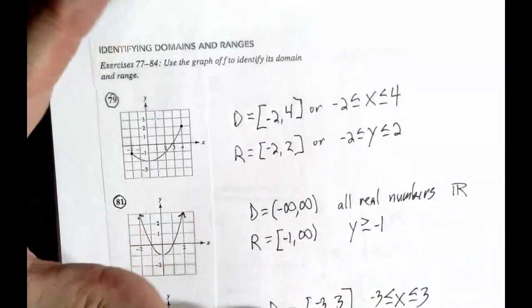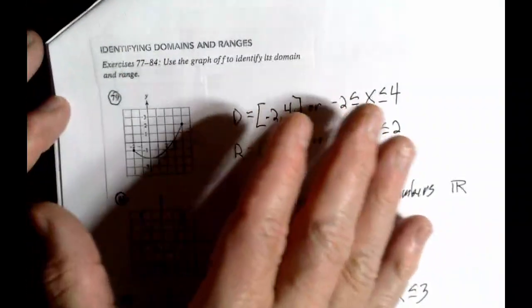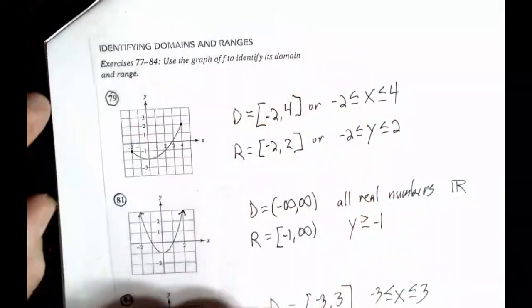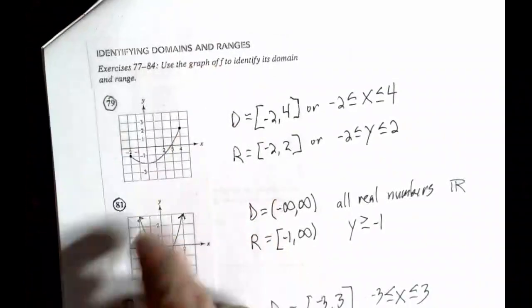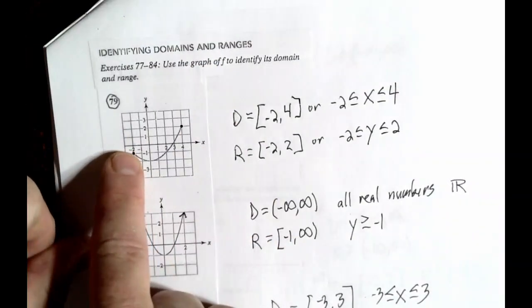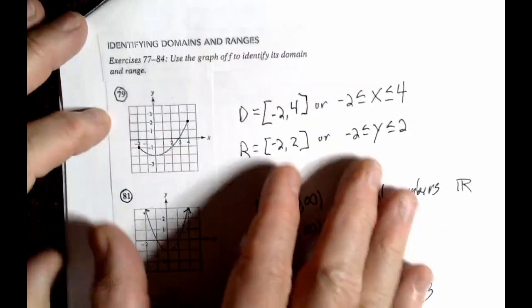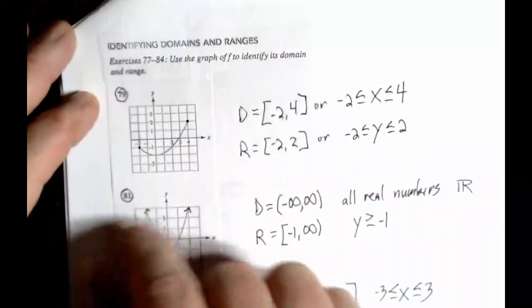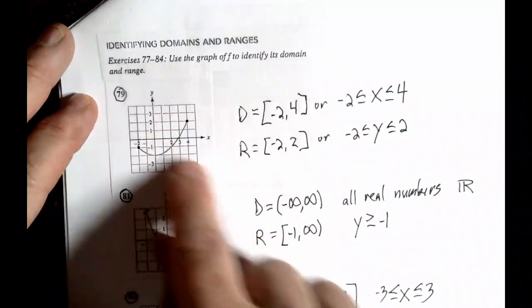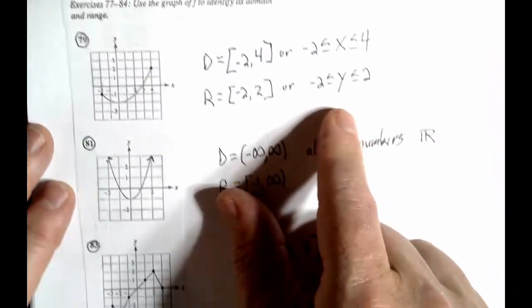Alright, so now here we're going to squish this onto the x-axis or squish it onto the y-axis. So for domain, you squish it onto the x-axis, and it sticks to the x-axis at minus 2 to positive 4. And you can write it either way. And now for the range, when you squish it onto the y-axis, you hit at minus 2 and positive 2. And so there's your answer there.